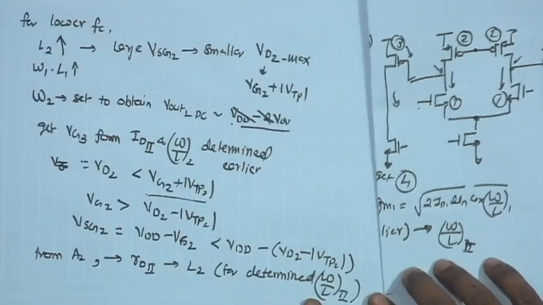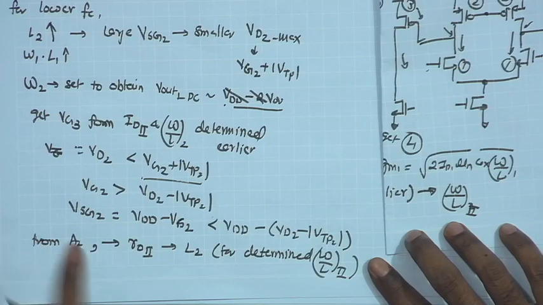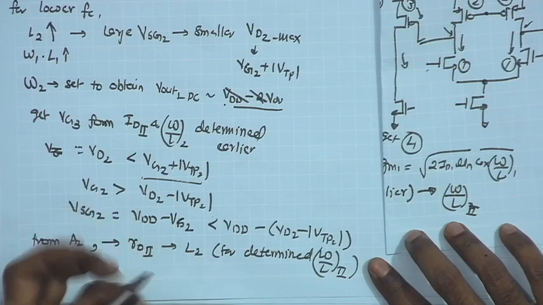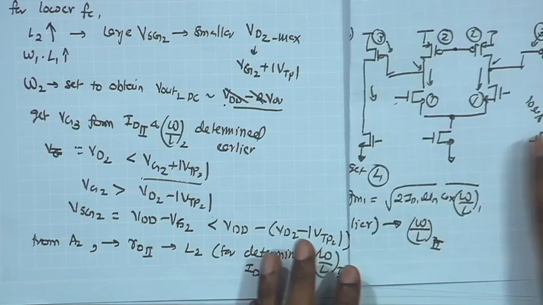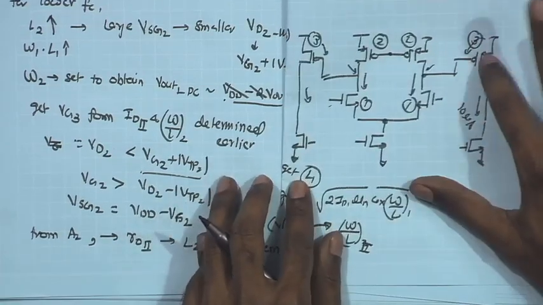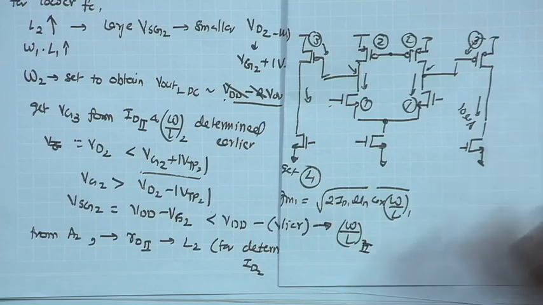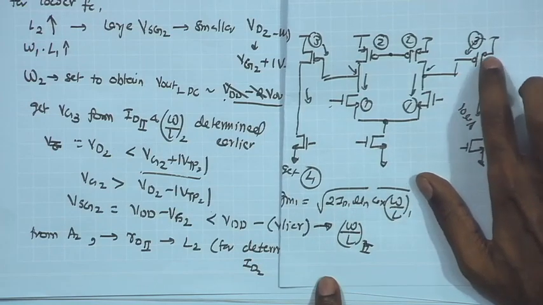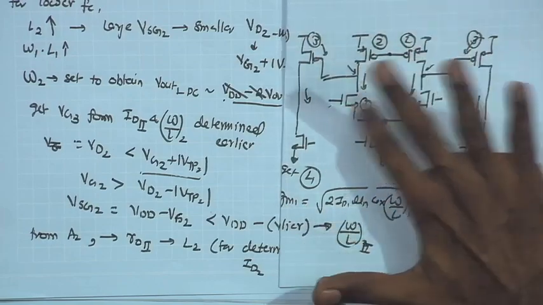So, W by L2 has already been determined previously. I have the A2 known for the second stage around 100, and therefore, RO2 known, and that is going to give me the L2 for a given W by L2 and ID2. So, that basically gives me the W by L2 of this device, and also the W and L individually. So, I have the W and L of the M3, M2, M1 known.